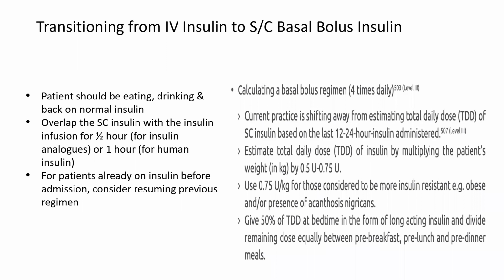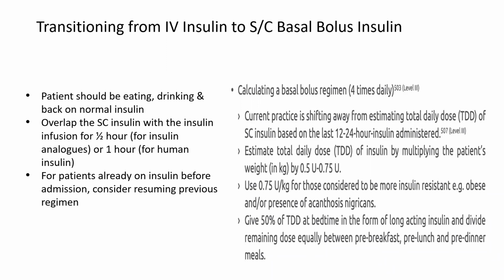So now, how to calculate a basal bolus regimen 4 times daily for a patient? The current practice is already shifting away from estimating total daily dose of insulin based on the last 12 to 24 hours of insulin administered. I think we are all quite familiar with that, whereby we add all the insulin requirement for the patient for the whole day, and then we divide, right? Usually we calculate it like that.